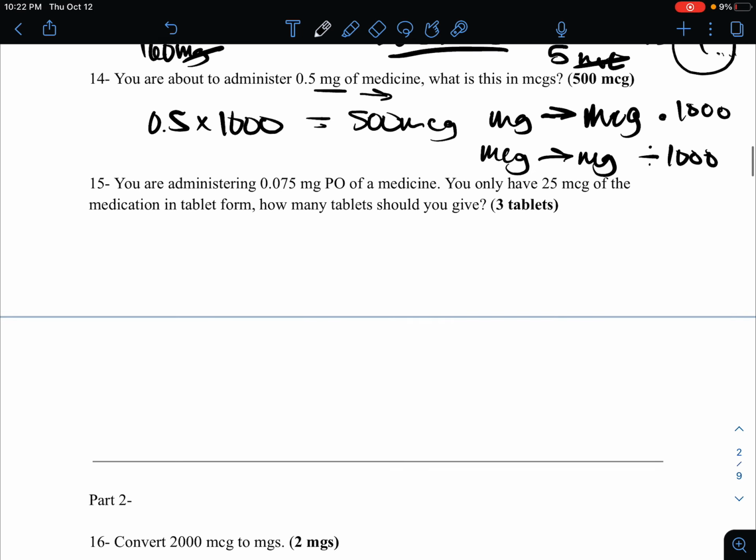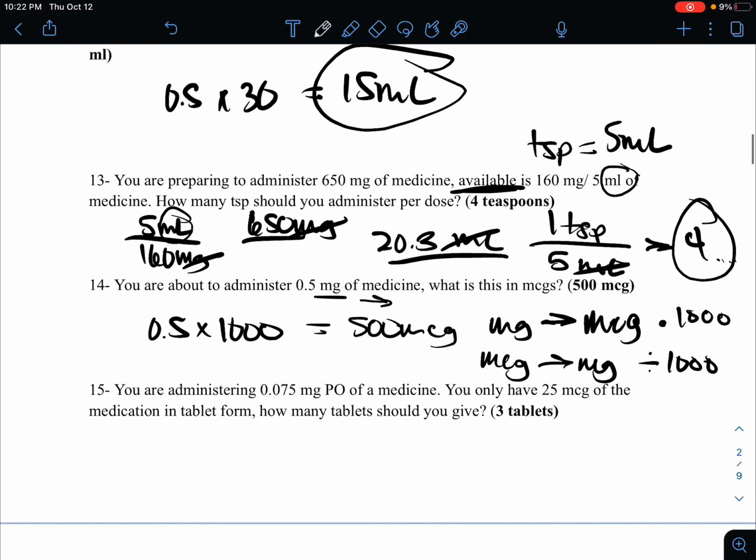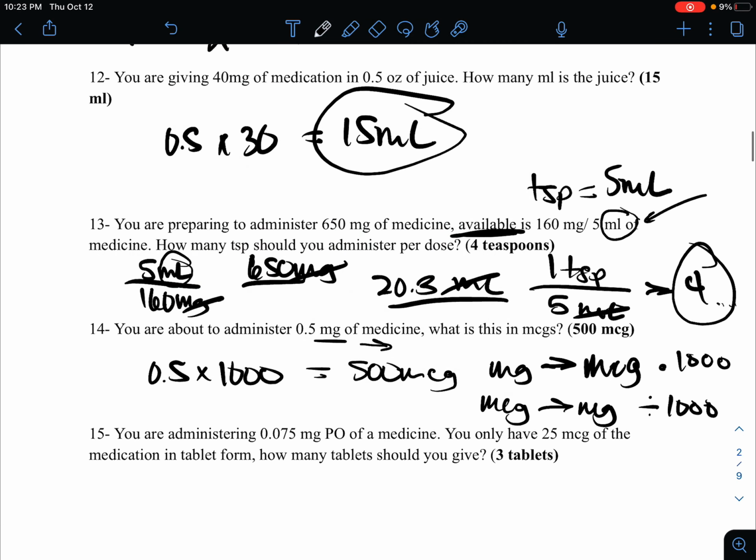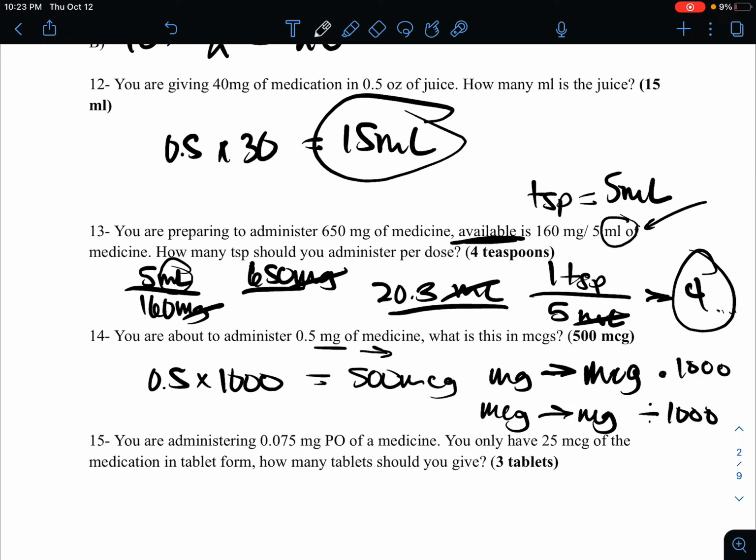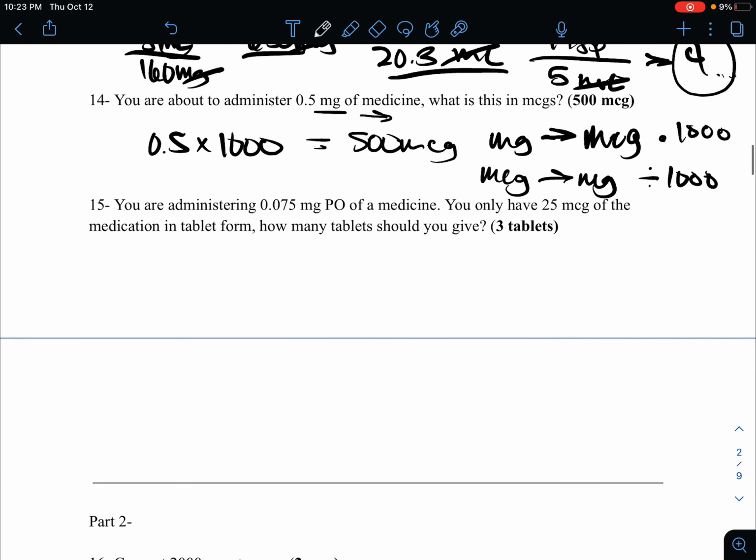Okay, you're administering 0.075 milligrams of medicine by mouth. You only have 25 micrograms of the medication in tablet form. How many tablets should you give? This one is going to confuse you because you're wondering how to set this problem up. It's not like the previous one, where I knew where to put everything. Now you're a little bit confused. Don't worry, let's walk through it.